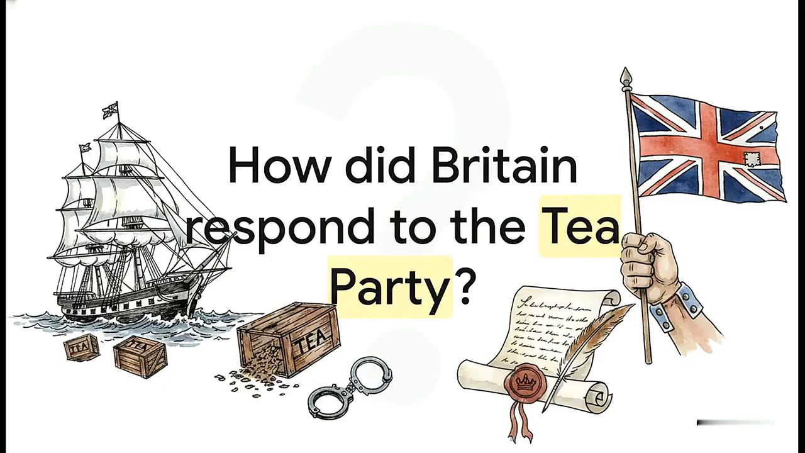So what do you think? How did London respond to this incredibly brazen destruction of property? Did they recognize the severity of the colonists' anger and maybe back down a bit? Or did they decide to tighten their grip even further?